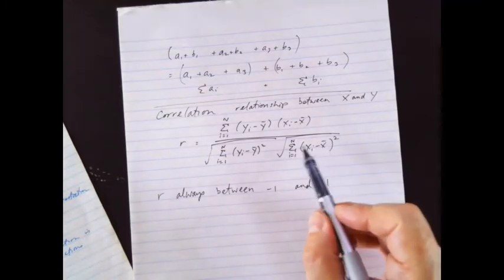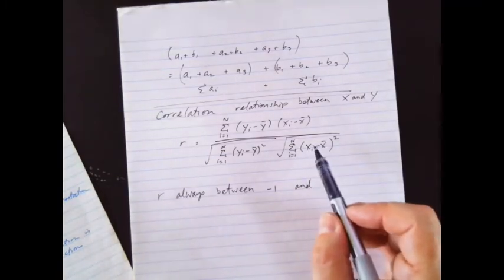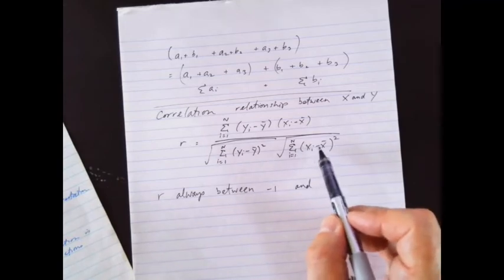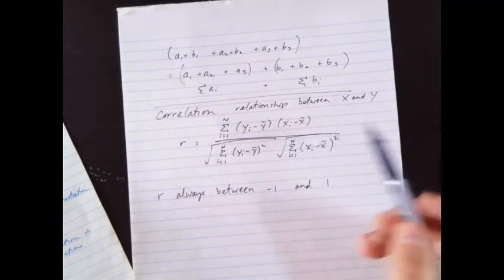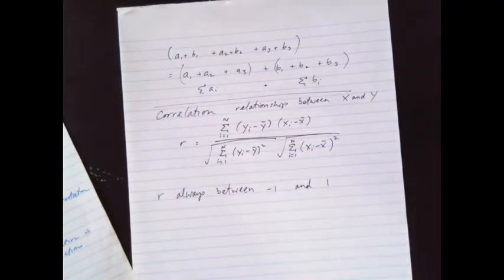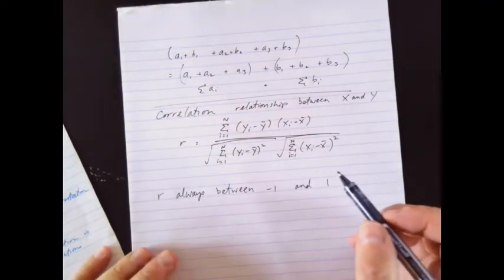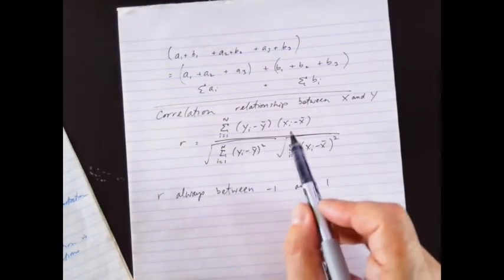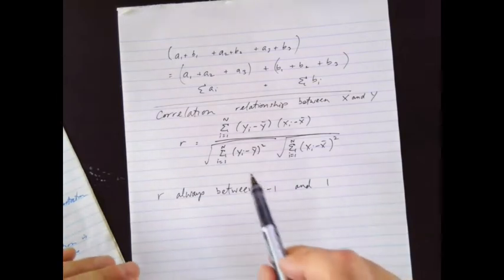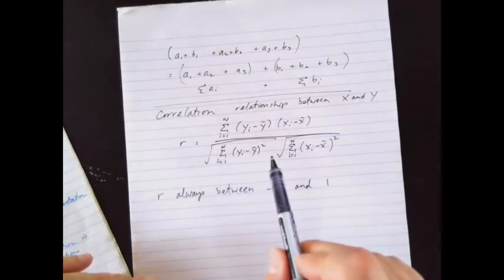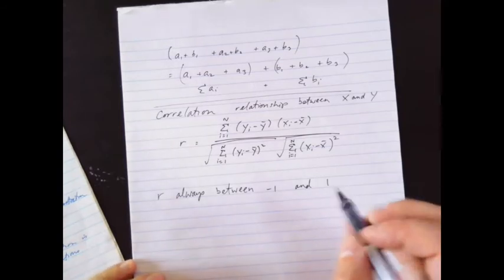So this is like the standard deviation of x and the standard deviation of y, and then the product of the deviations up on top. So it's kind of like we're taking the product of those deviations and then dividing them by something like the standard deviation of each variable.